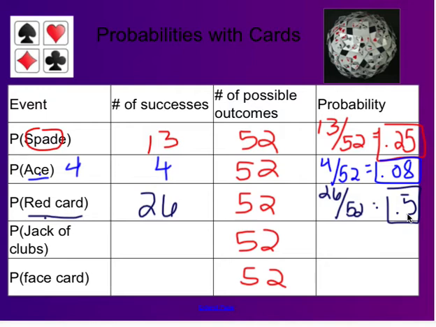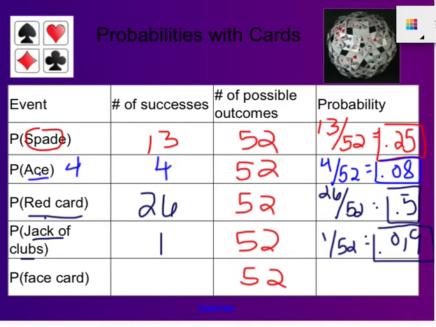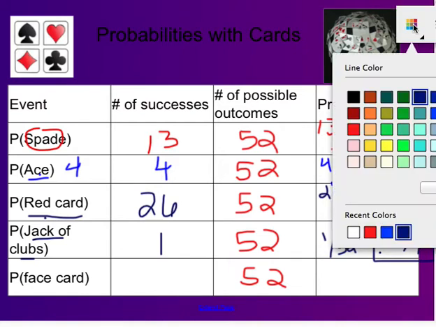Next, getting the Jack of Clubs. The Jack of Clubs is actually a specific card. So since it's a specific card, there's only 1 out of the 52. So you're going to do 1 divided by 52, and that gives you 0.019. That is a really, really small number. It's not very likely that you're going to get that card at all. There's only about a 2% chance of that actually happening. So yeah, not so likely.